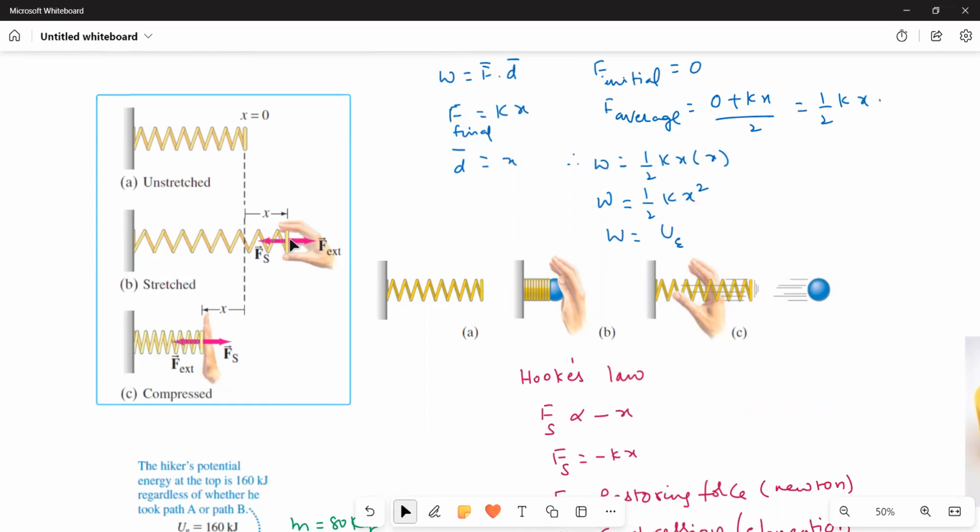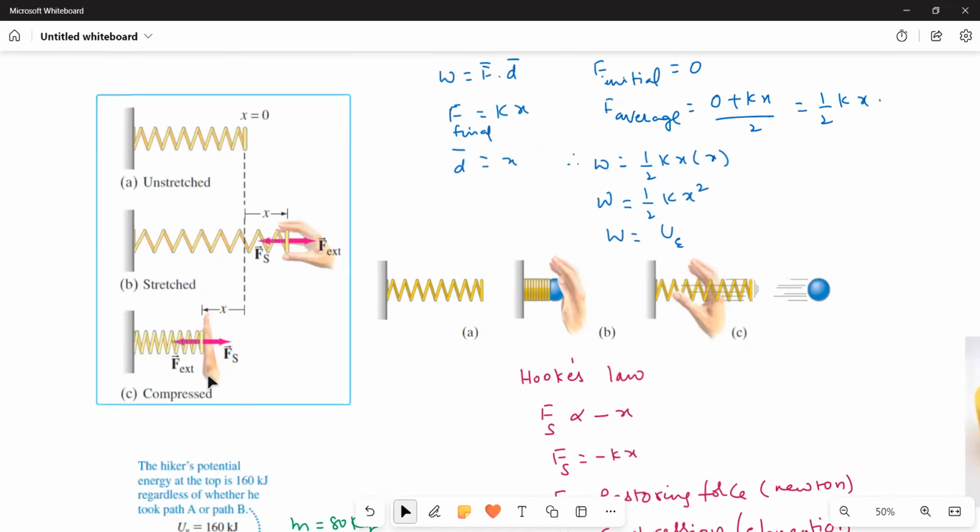Now what happens? The external force is acting in this direction. Both the external force and the stretch are in the same direction, whereas the restoring force acts in the opposite direction to the displacement or the stretch. So that is what I wrote here. The restoring force and the stretch are opposite and are proportional to each other.